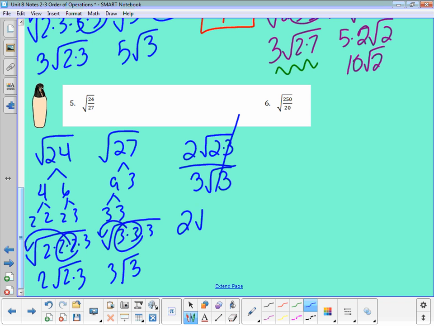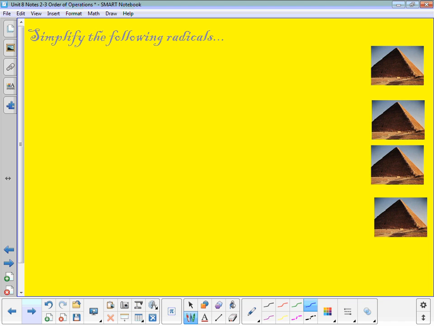So I have 2 times the square root of 2, and then I'm going to divide that by 3. Okay, also you want to be checking to make sure you can't simplify that fraction. So I want you guys to try number 6 on your own. So split up those radicals, watch your multiplication, and cross out what's overlapping. Remember, it has to be underneath the radical.